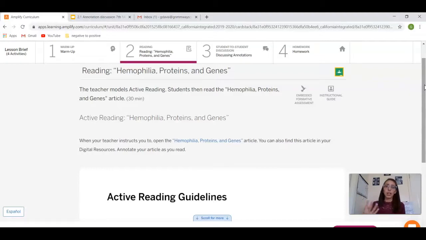Because we had to learn what caused features and what caused traits to be different. And now we know it's proteins. But now we need to understand why. What causes those proteins to change? Why are there all different proteins?